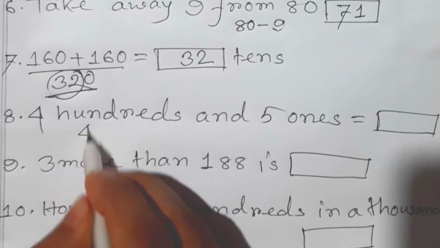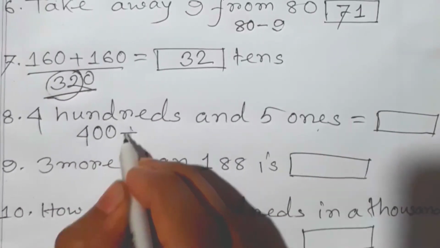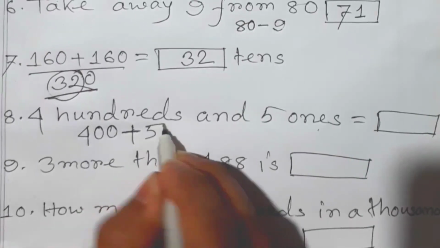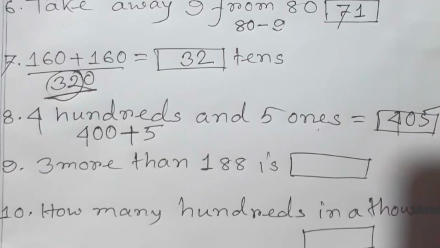Now number 8. Write 400 plus 5 ones. So we have to add 5. So the answer is 405.